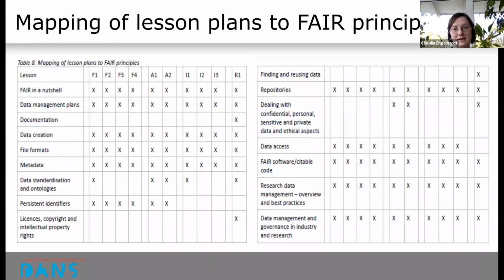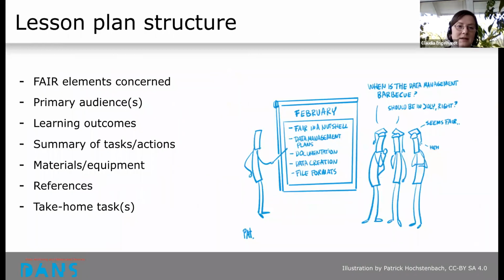Let's look a bit more in detail at the lesson plans or this chapter. So what you will find there as well, and don't fret, I'm not going to go into this in detail, just mention that this table exists. This is a mapping of the lesson plans to the FAIR principles. So if you're interested in this, please check it out in the handbook. It's on page 49. So here you can see basically which individual principle is covered or touched upon in each lesson plan. So next slide.